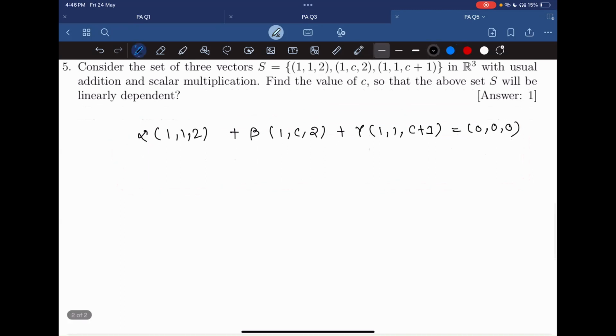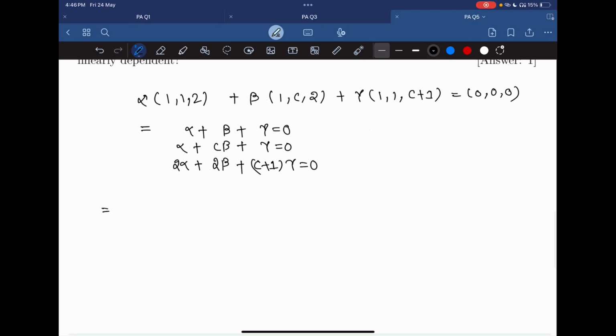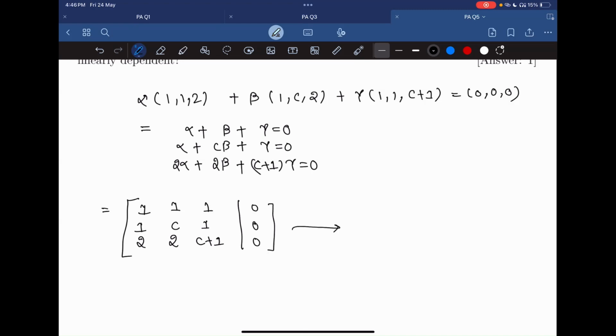If we try to formulate the system of linear equations, it would be alpha plus beta plus gamma is 0, alpha plus beta plus gamma equal to 0, 2 beta plus (c plus 1) times gamma is equal to 0. The augmented matrix would be as shown, and let us try the REF form for this matrix.